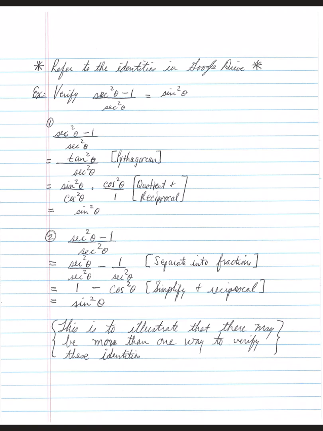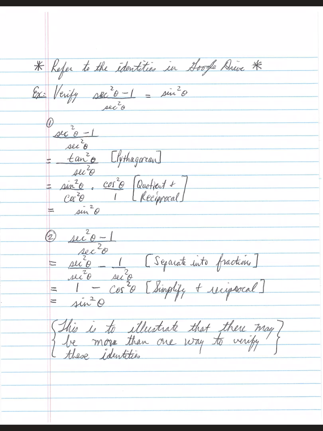Another way you could do this, because there are many ways to show these. If I happen to pick a way that you don't, it's not going to be a problem. If I just ask you to show one side equals the other, you pick whichever way works, as long as you use your identities and math appropriately, it's legitimate.